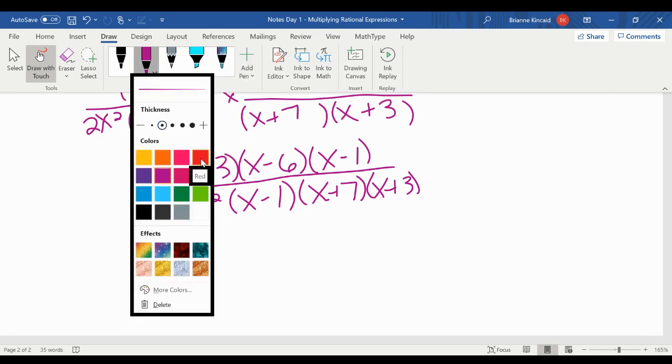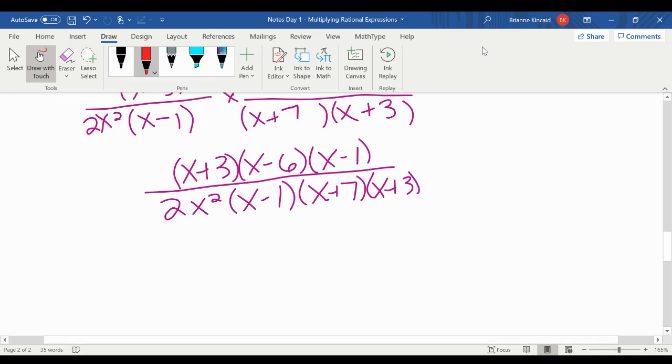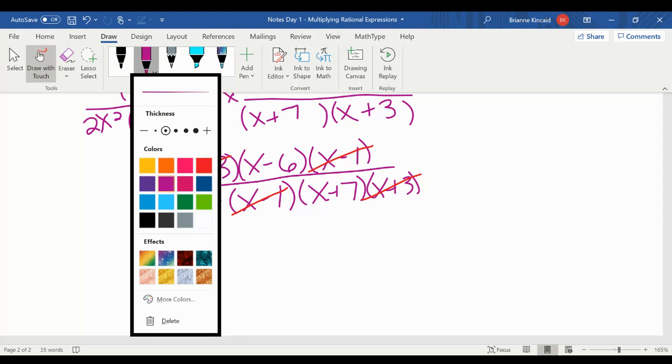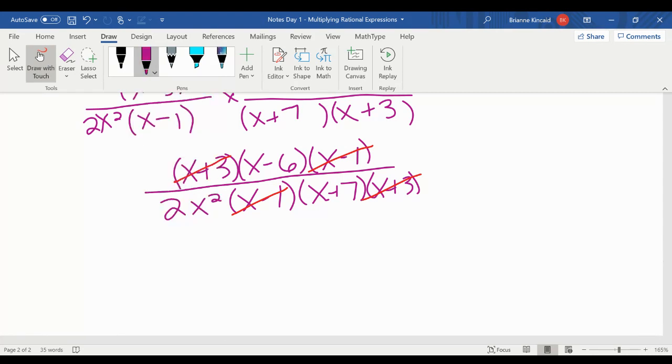All right, so now I'm going to go through. I'm going to cross off what I can. X plus 3 with x plus 3. X minus 1 with x minus 1. You'll find that some teachers prefer, after you've done this, to go ahead and now distribute and multiply everything through in the denominator. I tend to just keep it in the factored form. I think it looks a little bit neater and a little bit cleaner.